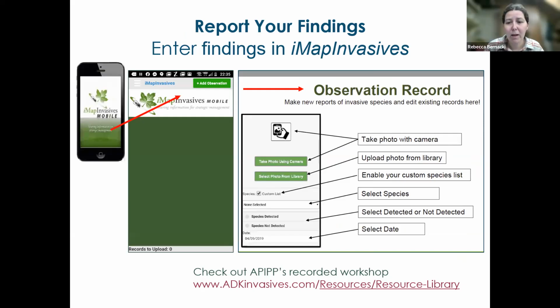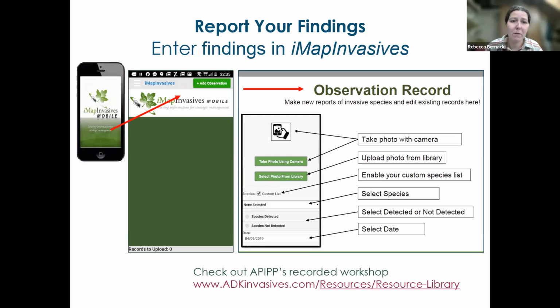But what's really cool is it helps us terrestrial coordinators know where folks are finding these. It helps us get a better extent of the distribution of these species across our region. And if you find a high priority species, you may get a call from one of us asking if we can come assist you with management to get rid of that species.